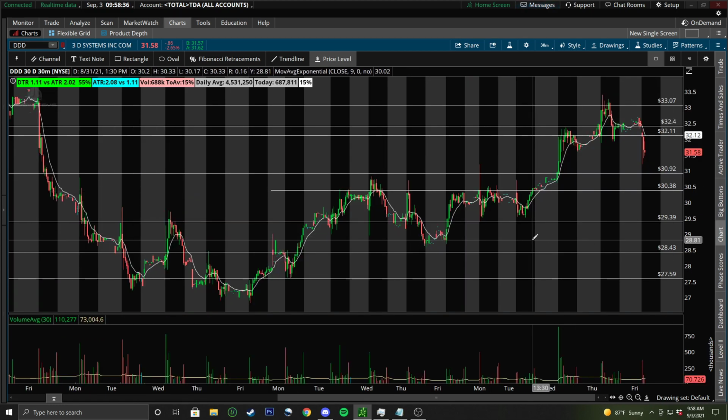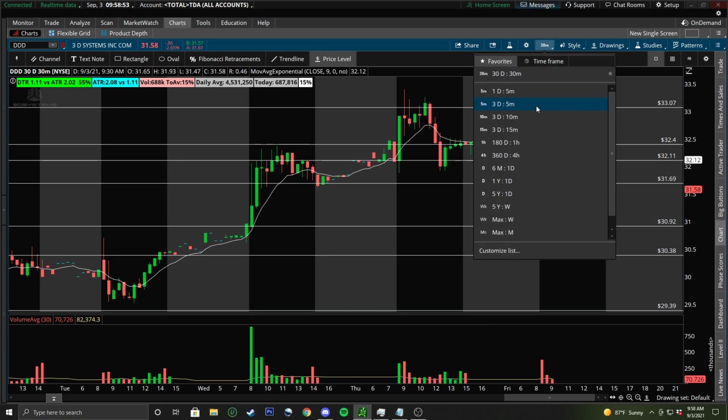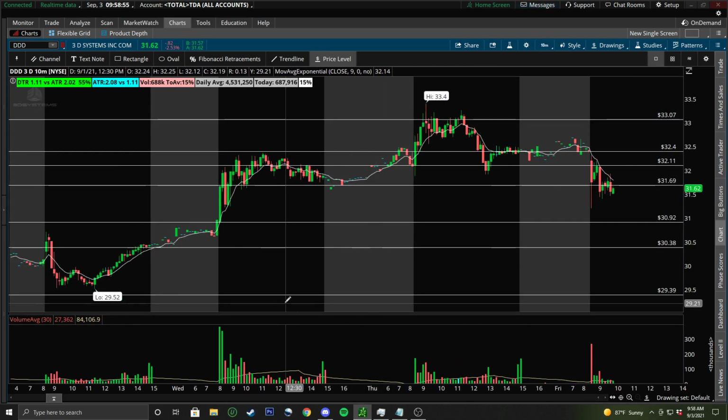So see if I can find anything else. Looks like there's a good 3-bar play right here, but I don't want to just mark it randomly. Actually, yes I do, because it ends up lining up with the support right over here. So we have one more good level from that time frame that we could have added. Let's go down to the 3-day 10-minute and start making the rest of our trade plan.